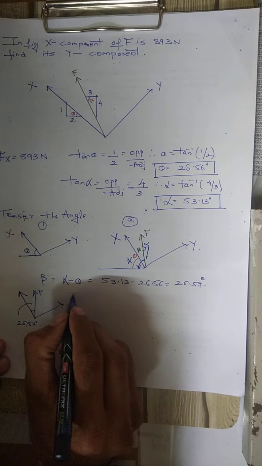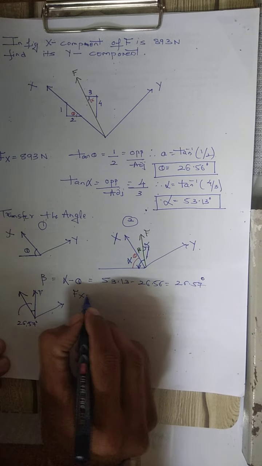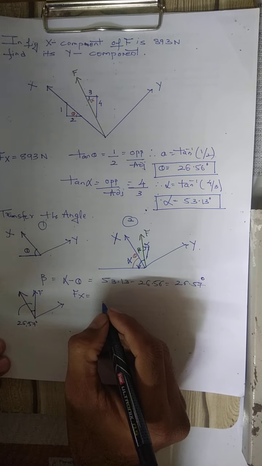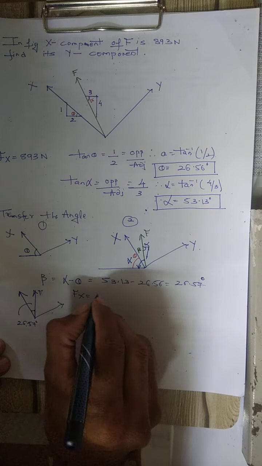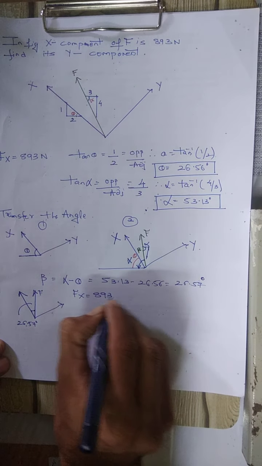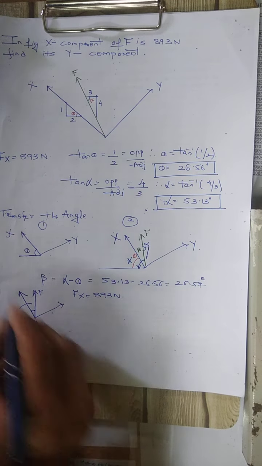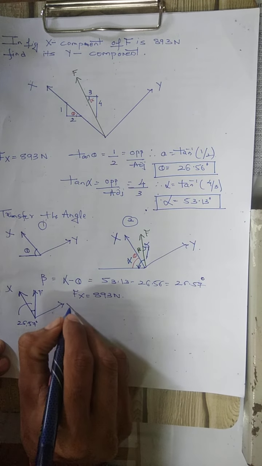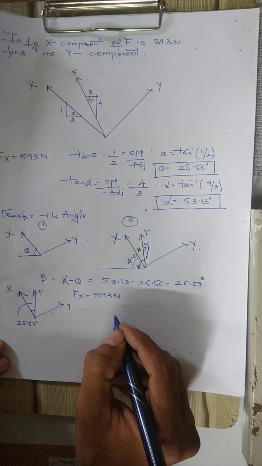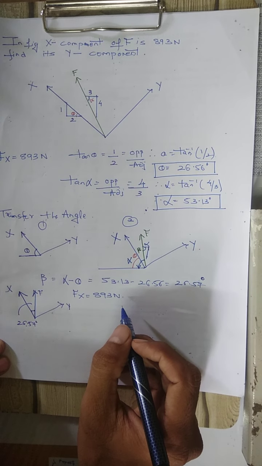So Fx is given. The x component has been given as 893. Fx is given as 893 newtons. So this is x and y, and we have to use this 893 newtons to find the x component and y component.